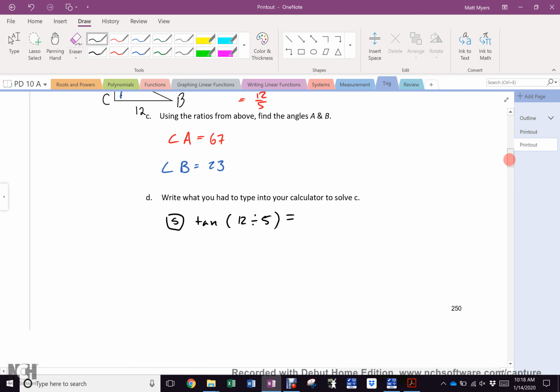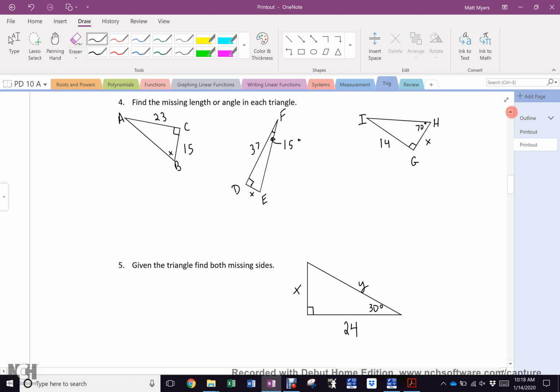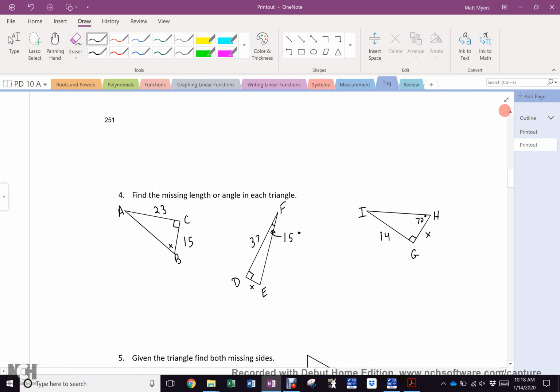All right. Turn the page over. On page 251 at the top, draw this symbol. It's a circle with a horizontal line.